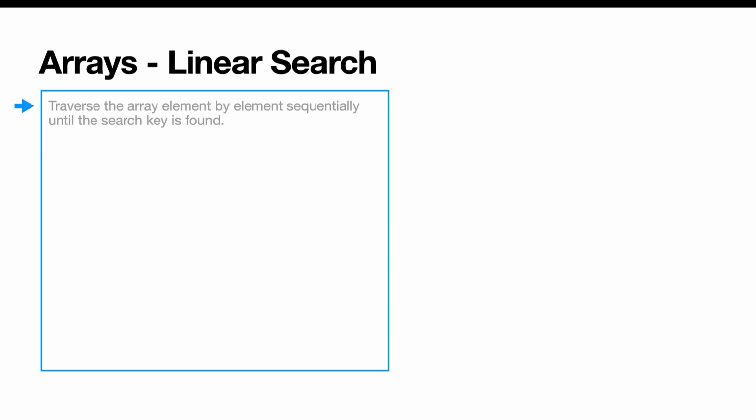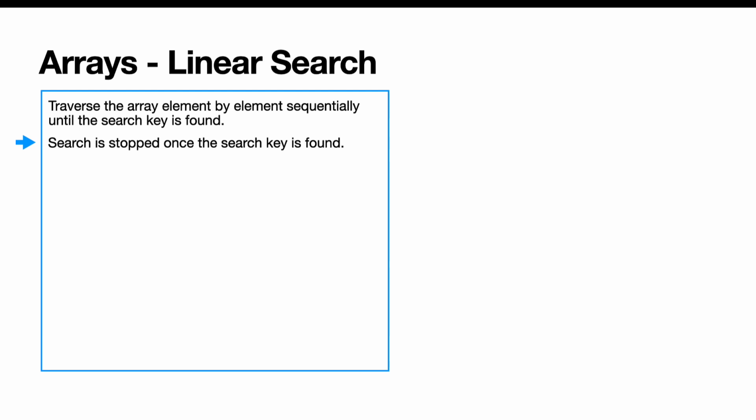In linear search, we traverse the array element by element sequentially from the beginning of the array until the end, or until the search key is found. At each index, we check if the element value equals the search key. We usually stop the traversal if we find the search key, unless there is a requirement to find duplicates, in which case we have to traverse the array until the end.